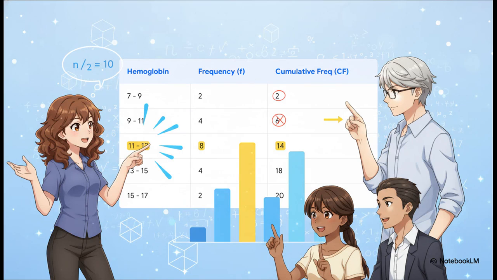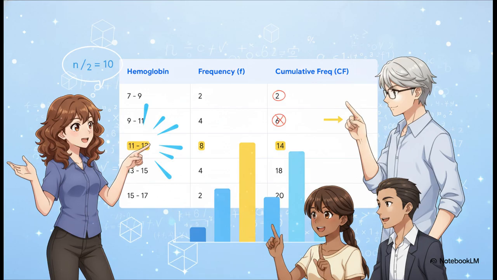So the middle point, n divided by 2, is 10. We're looking for the 10th student in line, so let's check our cumulative frequency column. The first group only has students 1 and 2, not him. The second group adds another 4, so that takes us up to student number 6.